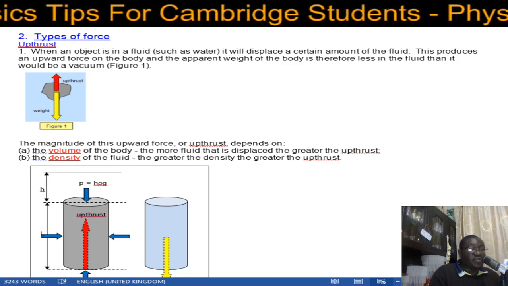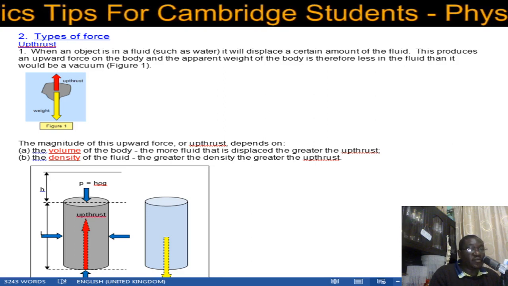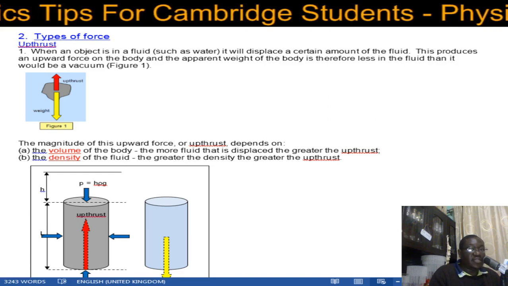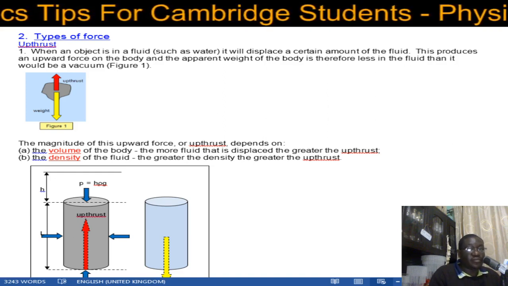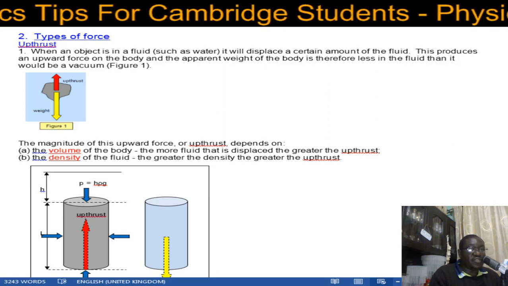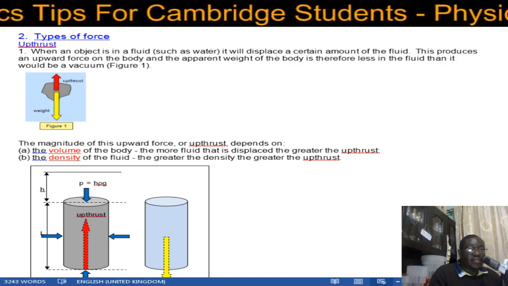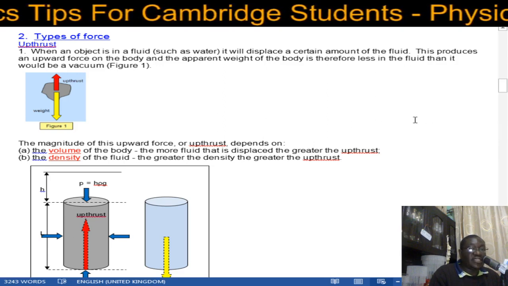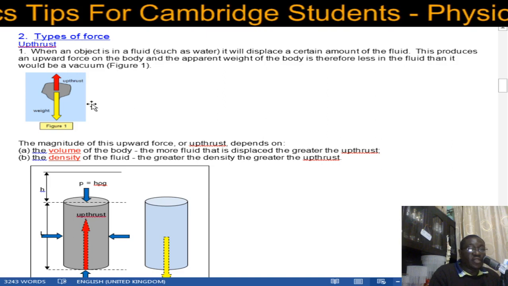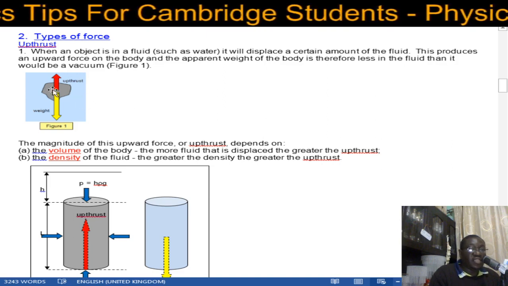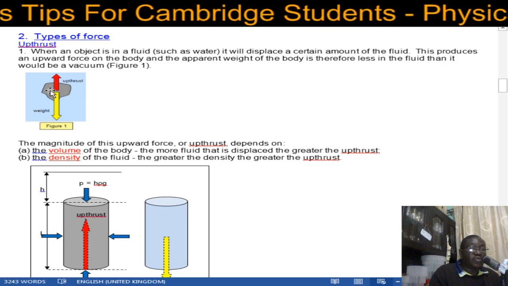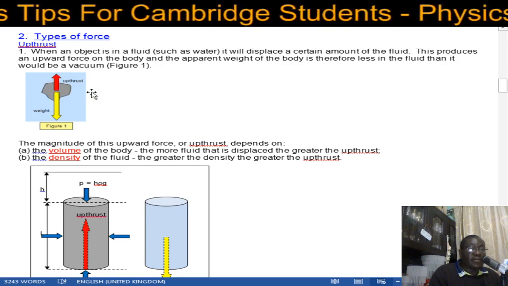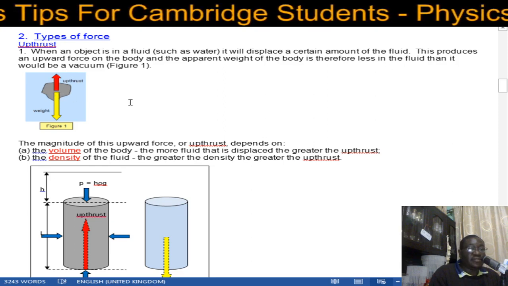The first type of force we're going to consider here is upthrust. When an object is in a fluid, such as water, it will displace a certain amount of the fluid. This produces an upward force on the body, and the apparent weight of the body is therefore less in the fluid than it would be in a vacuum. So if you submerge, say, this stone in water, the water produces this upthrust, which pushes it upwards. So you now have weight and upthrust.